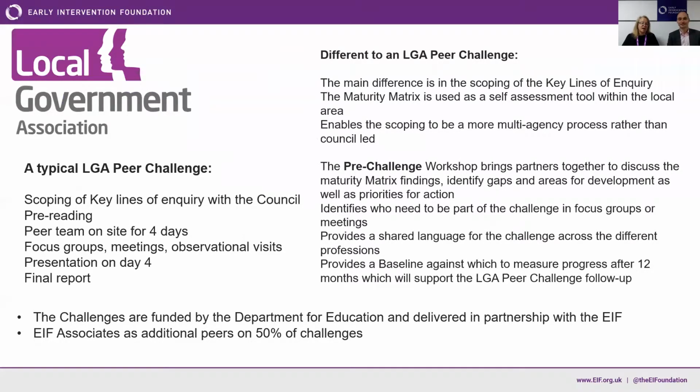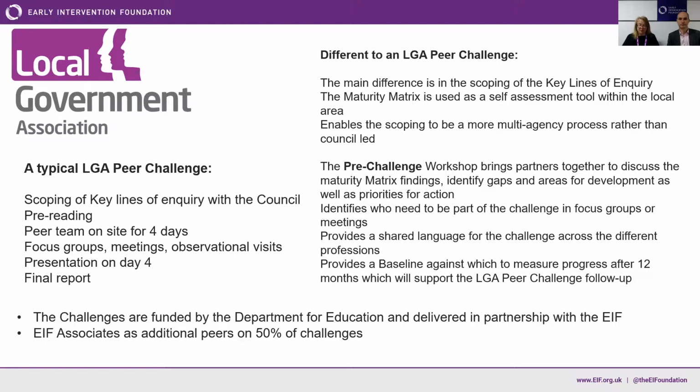A typical LGA peer challenge involves the scoping of the key lines of inquiry with the council, and this is usually done by myself directly with the directors and maybe other partners. Then the pre-reading by the peer team and the peer team on site for 4 days, followed up by focus groups, meetings and observational visits. And they put a presentation together which is delivered to the stakeholders on day 4 and followed up by a final report.